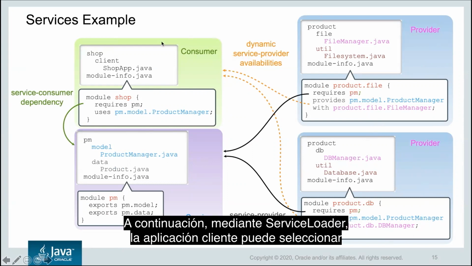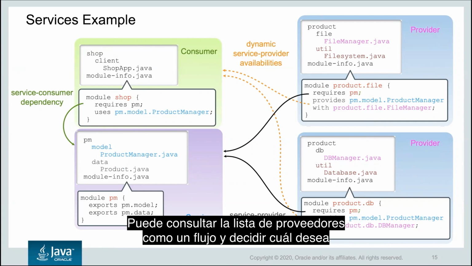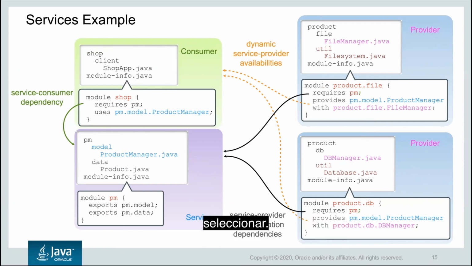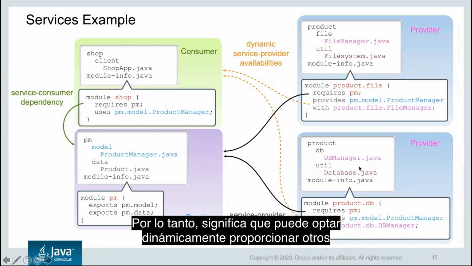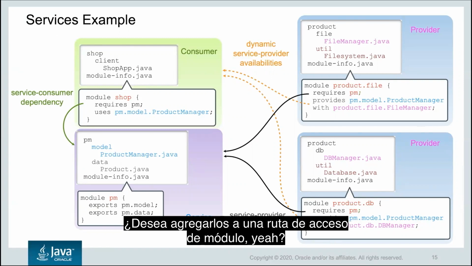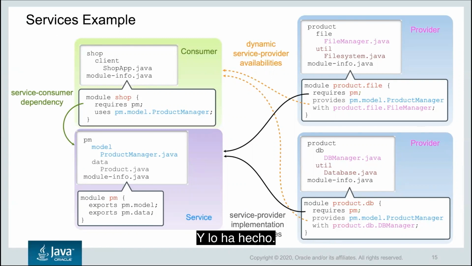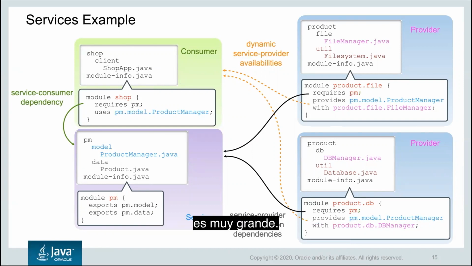And then using the service loader, the client application can pick and choose which one of these providers it prefers to use. You can look up the list of the providers as a stream and decide which one you would like to select. Lovely. Without hard coding that dependency. So that means you can dynamically choose to supply other providers, just add them to the module path, yeah? And you're done. You won't need to rewrite that consumer application in any way, which is great.